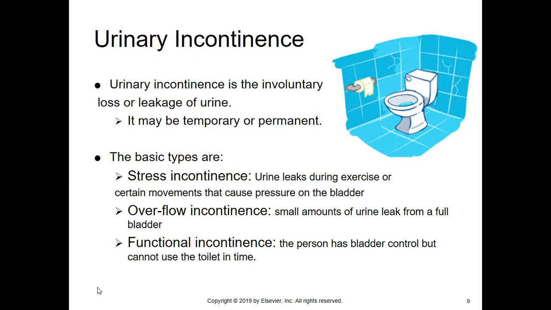Functional incontinence is when the person has control of their bladder. They know they got to go, but they can't get to the toilet in time. Okay, this could be like maybe somebody has a broken leg and they know they got to go to the bathroom, but they just can't get there in time, so they have an accident. Another one could be maybe somebody had a stroke and they feel the urge that they have to go to the bathroom, but they just have a hard time doing the transfer and getting to the bathroom in time. So that's functional incontinence.